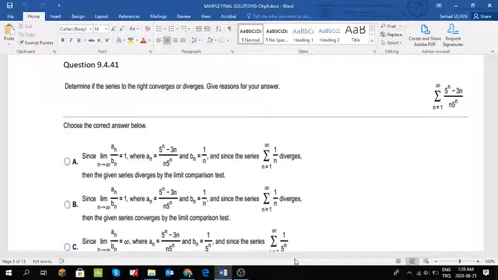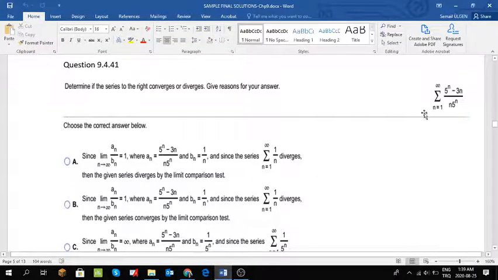Question 41 in section 4, chapter 9. Determine if the series to the right converges or diverges. Series to the right means this is the series that they're interested in. Give reasons for your answer. Choose the correct answer below.